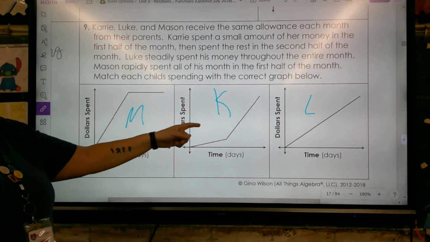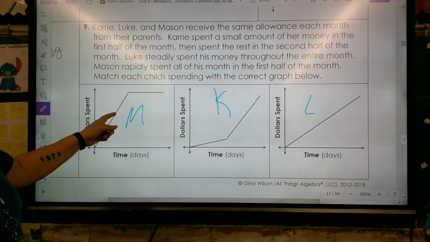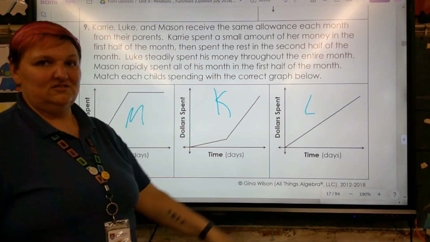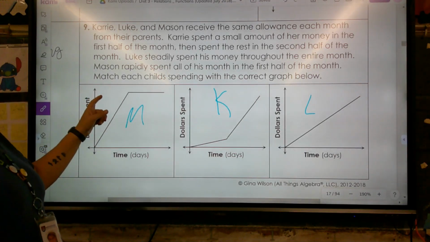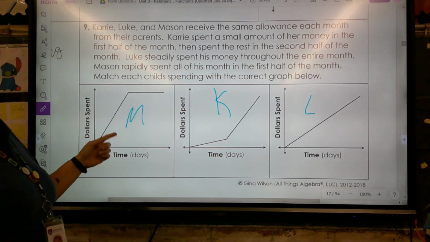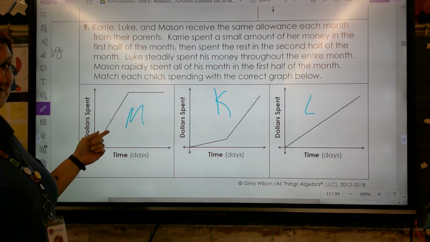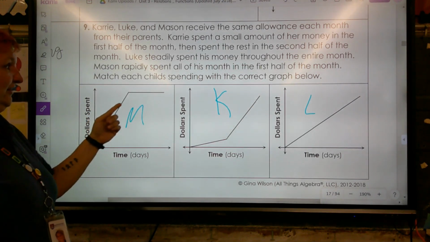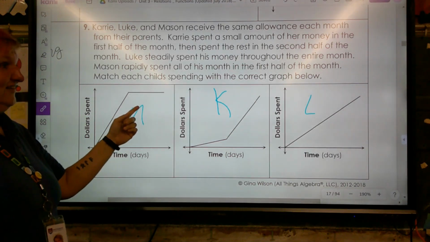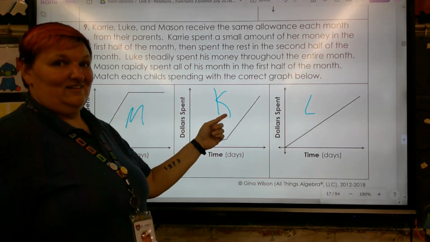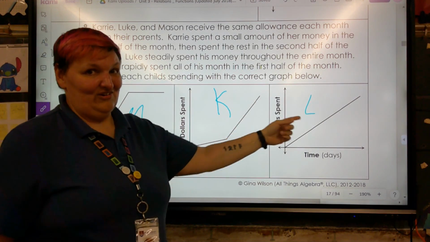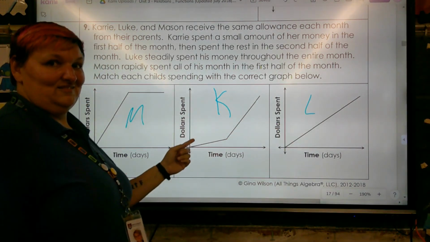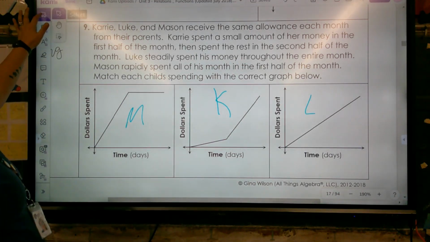What kind of student are you when it comes to money? Are you a Mason, a Carrie, or a Luke? I'm going to go ahead and tell him I'm a Mason. And if you're a Mason now, you're a Mason for life, which means you're never going to have any money at the end of the month. You need to learn to either be a Carrie or a Luke. I'm just letting you know. Life lesson.